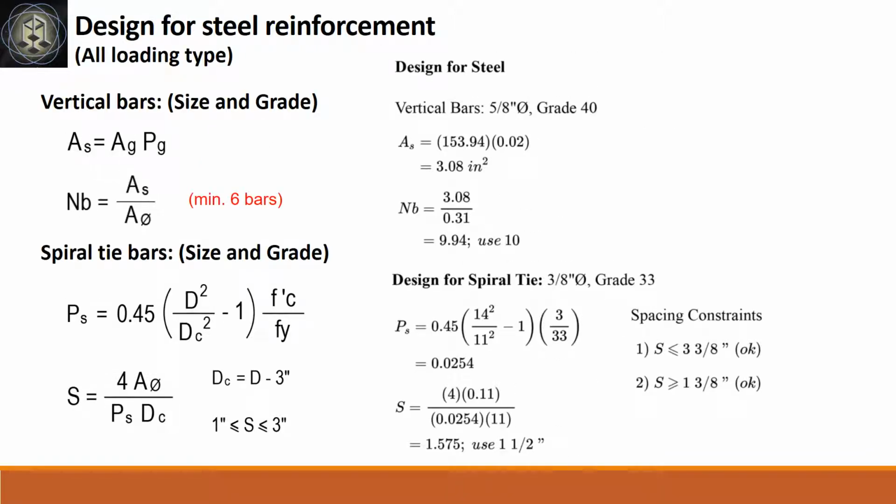Solve the area of steel given the gross area of 153.94 square inches and 2% steel ratio. We get 3.08 square inches. The number of bars for 5/8-inch diameter bar is 9.94, round up to 10 pieces. For spiral ties, the pitch is 1½ inch.